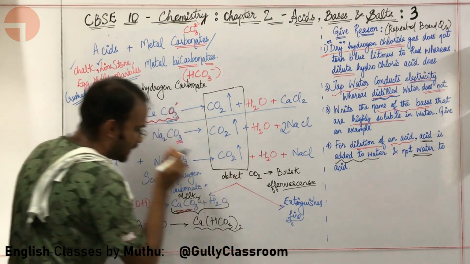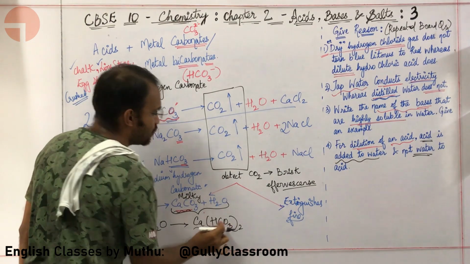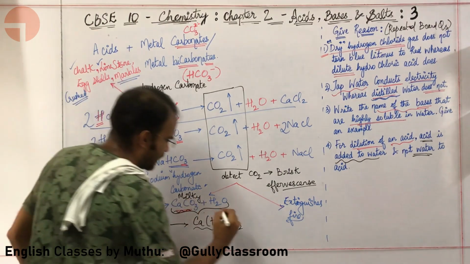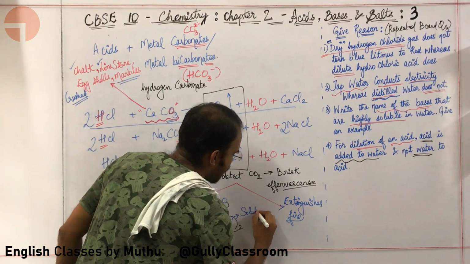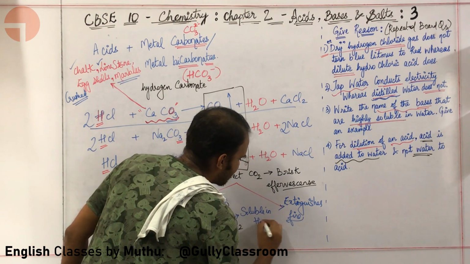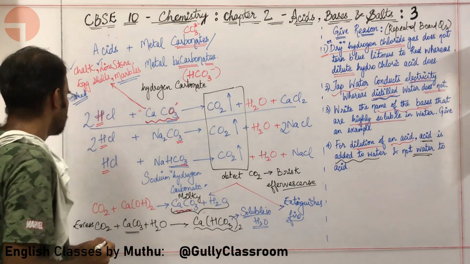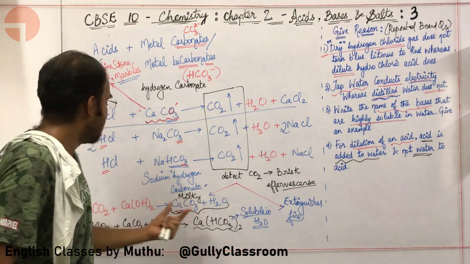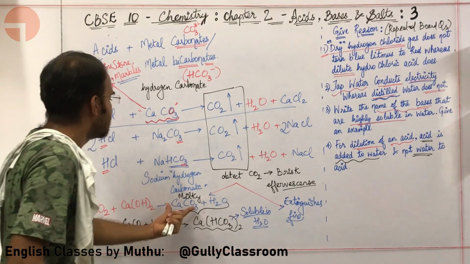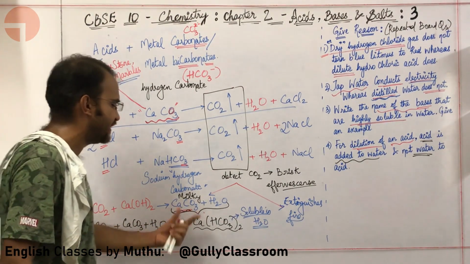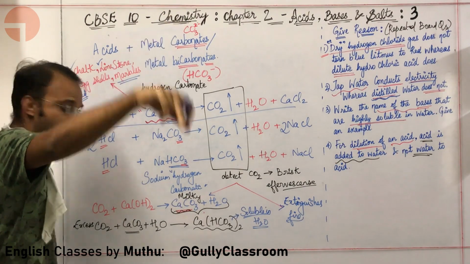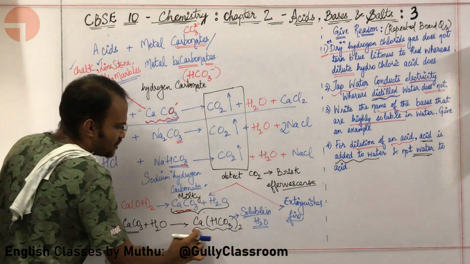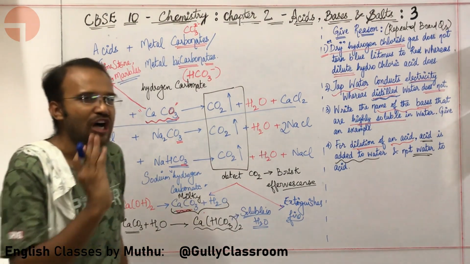What is the name of this compound? HCO3 means bicarbonate. What is the speciality of calcium bicarbonate? Calcium bicarbonate is soluble in water. So if you are passing carbon dioxide in slaked lime, you will get calcium carbonate. Lime water will become milky. Calcium carbonate is a white precipitate. It does not dissolve in water. But if you pass excess carbon dioxide, it will react and form calcium bicarbonate, which is soluble in water.